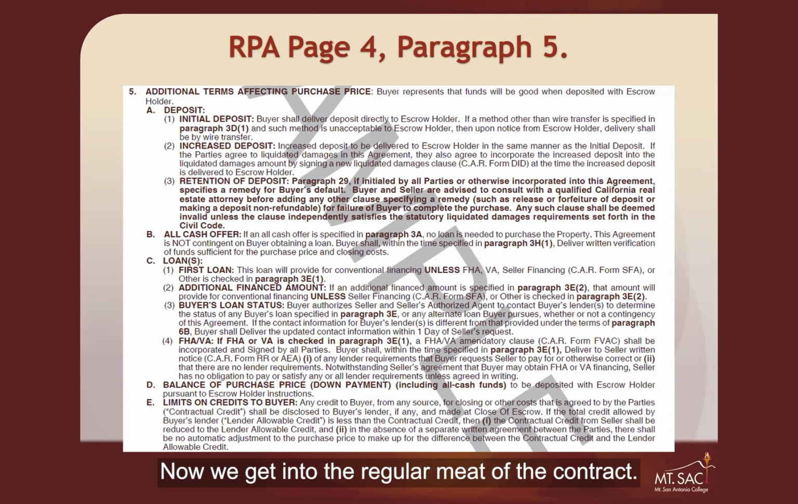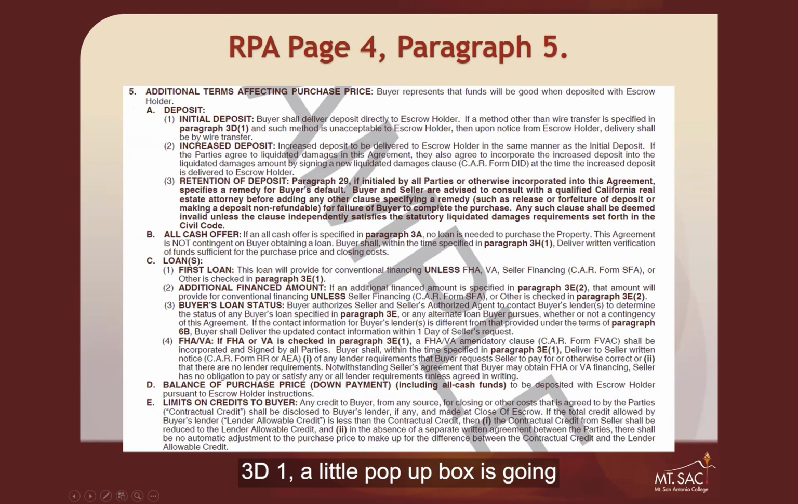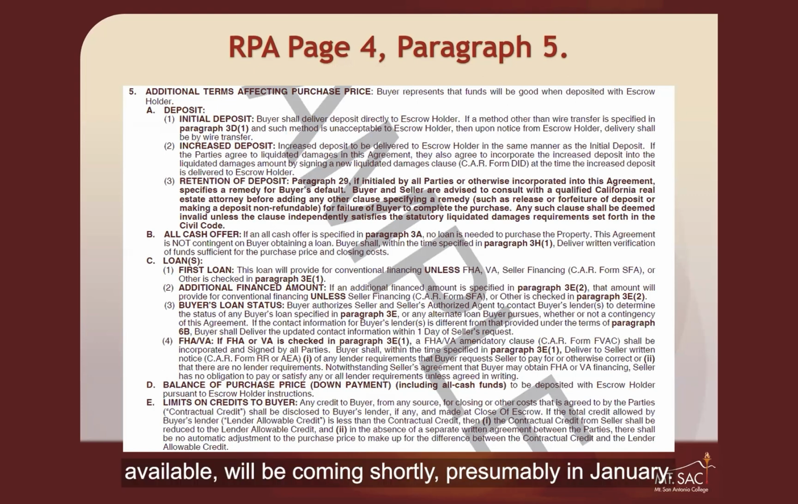Okay, so paragraph 5. Now we get into the regular meat of the contract. And as we get into the meat, look in paragraph 5A1, initial deposit, and it's going to refer in that second line to paragraph 3D1. So supposedly, if you hover over those letter numbers 3D1, a little pop-up box is going to come up showing you paragraph 3D1. And if you click on that, it'll take you back to paragraph 3D1. Okay. One of those features should be available, maybe both of those features in December. The feature that's not available, if it's not available, will be coming shortly, presumably in January. All right.